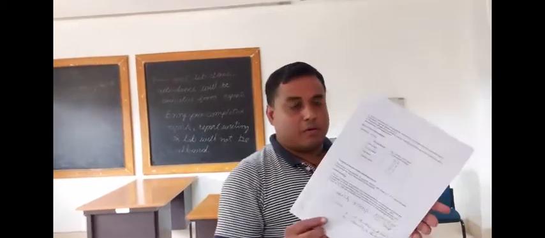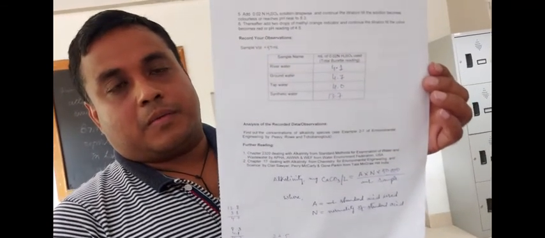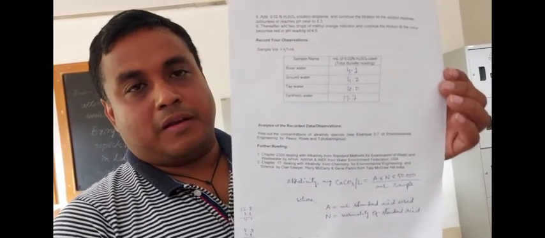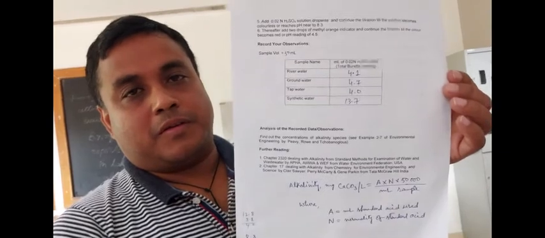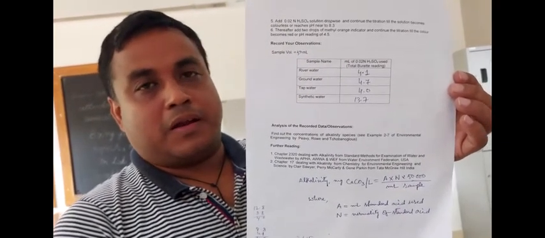So you note down the readings and calculate the alkalinity value for each of the water samples. You can read the details in the reference books, or on websites also you can see details about this titration process and all the other requirements, if you need any further information.